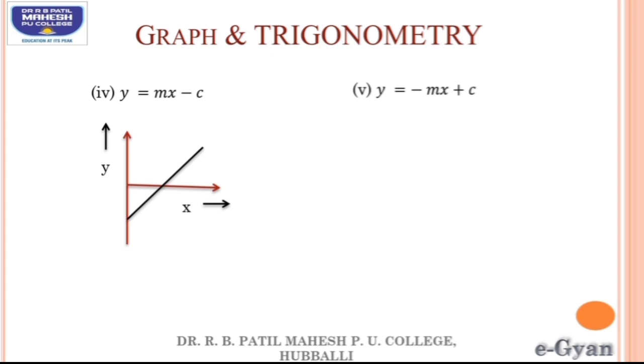Equation fifth one, y equal to minus x plus c. Here when the value of x increases, the value of y decreases, and it is shown by this nature of graph. Here the value of y decreases linearly with the increase in the value of x. In this case, we get a negative slope.